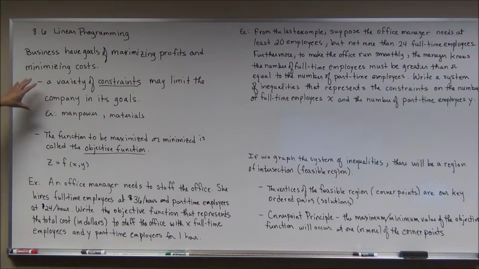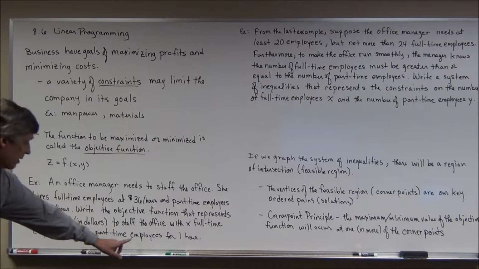inequalities in two variables. So let's try an example, and this is the example that we're going to work all the way through this section. We're just going to do it in bits and pieces here. An office manager needs to staff the office. She hires full-time employees at $36 an hour and part-time employees at $24 an hour. We want to write an objective function that represents the total cost in dollars to staff the office with X full-time employees and Y part-time employees.